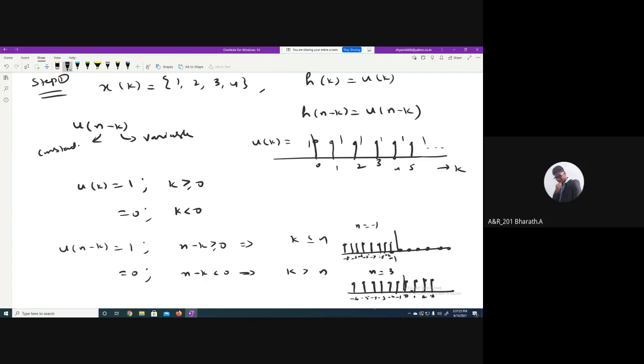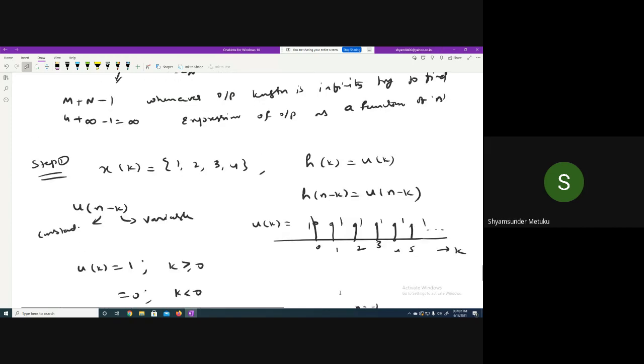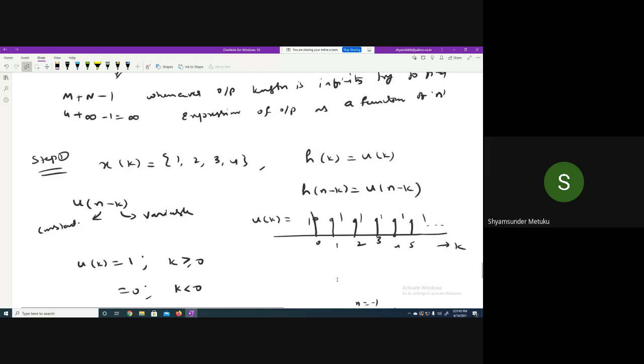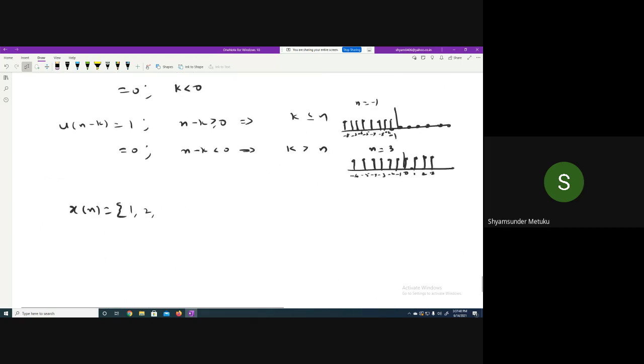Is it okay or not? Here is n equal to minus 1. How can we take the particular n equal to minus 1? It all depends on your signal. Right now, the output you are trying to calculate, let me tell you again. x of n is given as 1, 2, 3, 4. What is the lower limit for x of n? 0. What is the lower limit for the h?